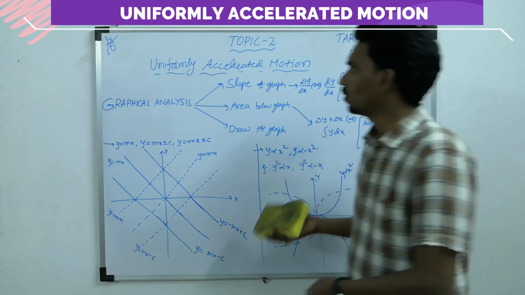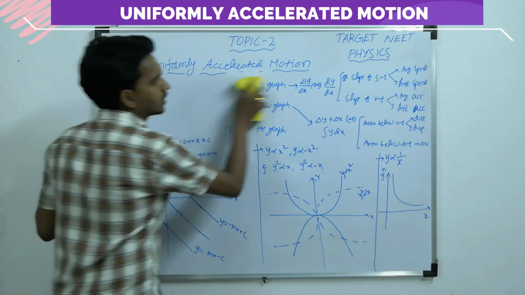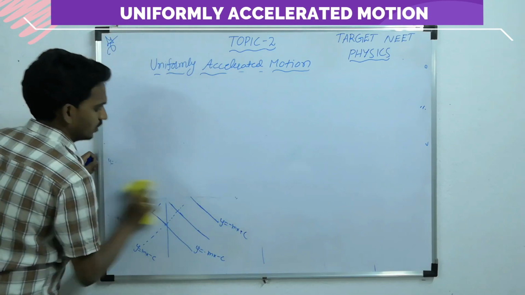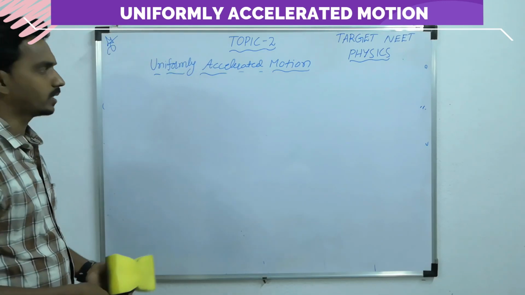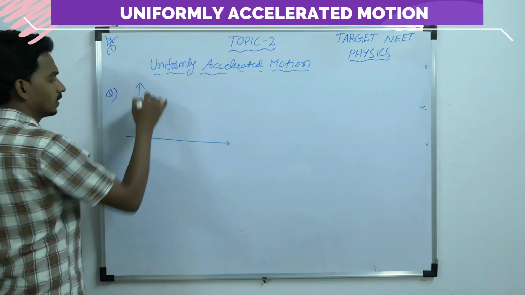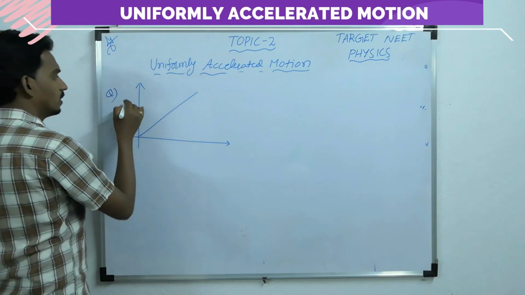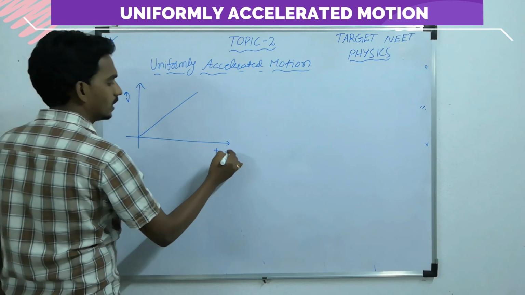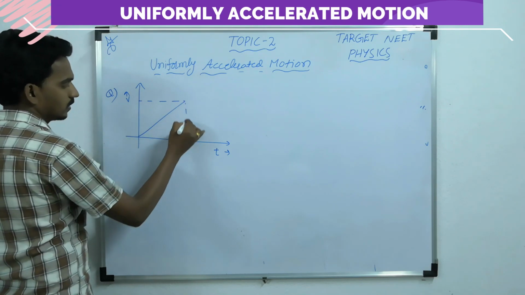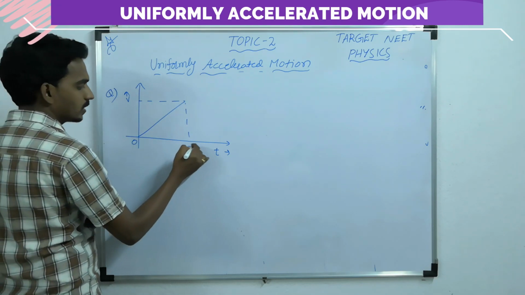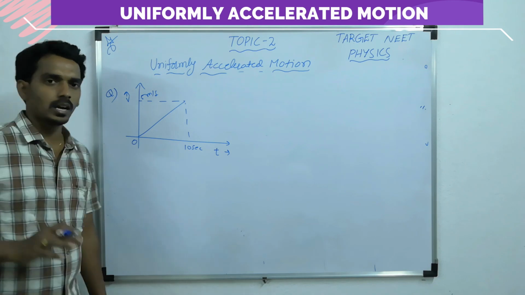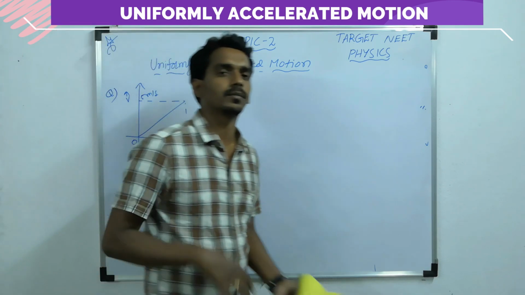Now let us take 1 or 2 examples to understand these things. So the very first kind of question is slope. So take one simple question to understand that. Consider a simple VT graph such that here the time is 10 seconds and here the velocity is 5 meter per second. They have given this graph and they are asking you to find out what is the acceleration of the particle.